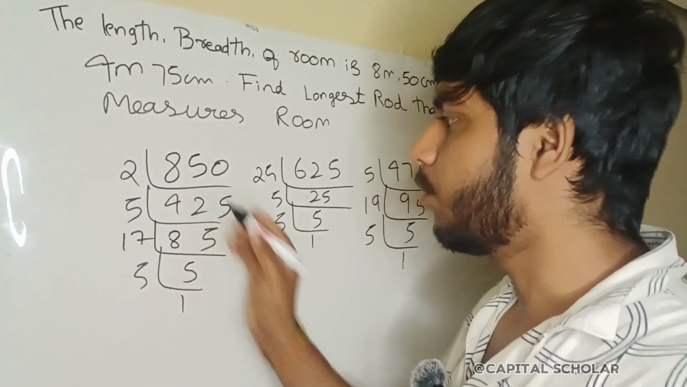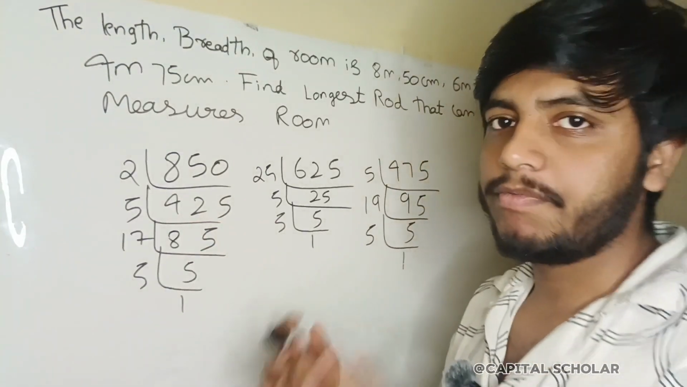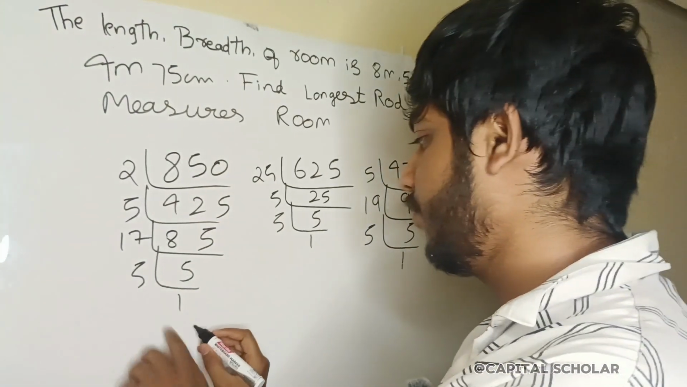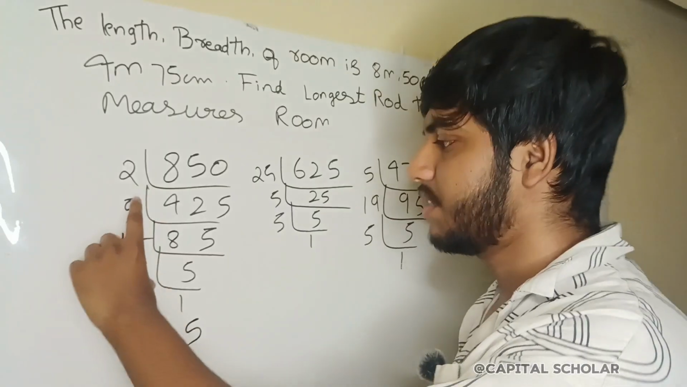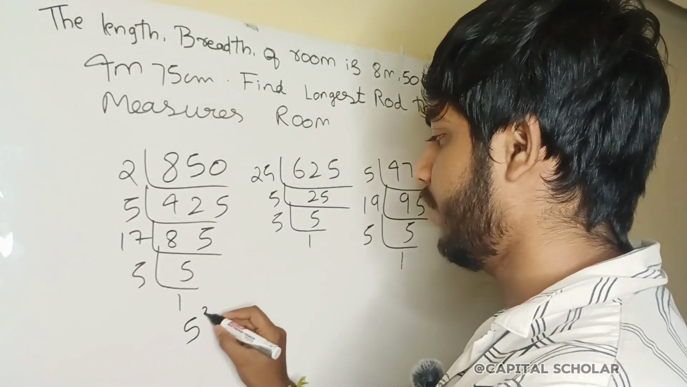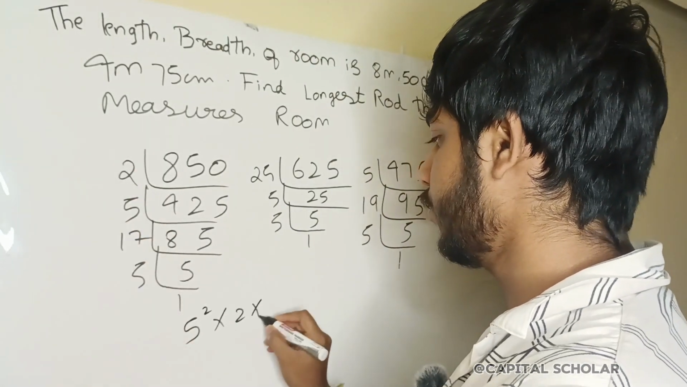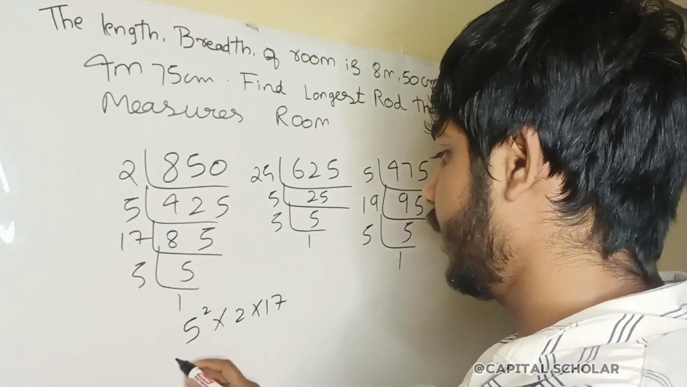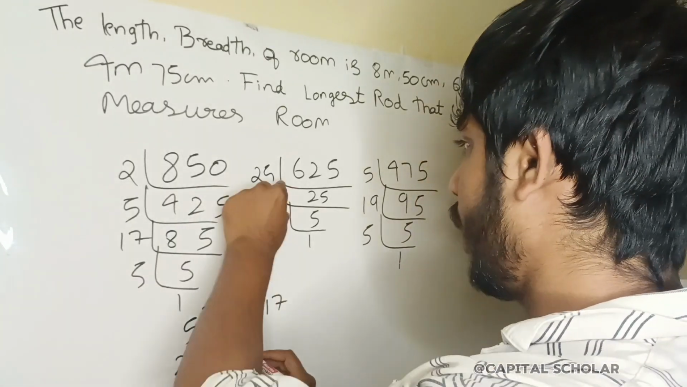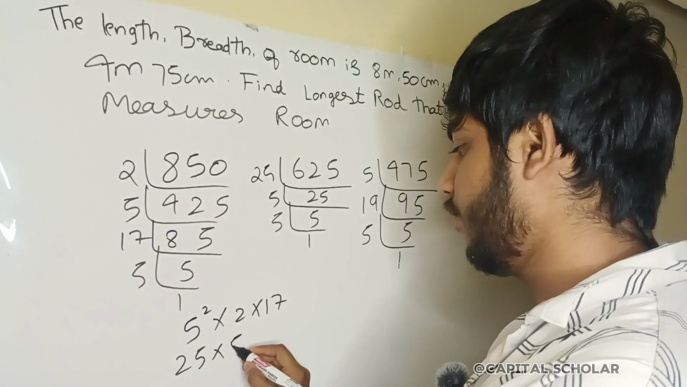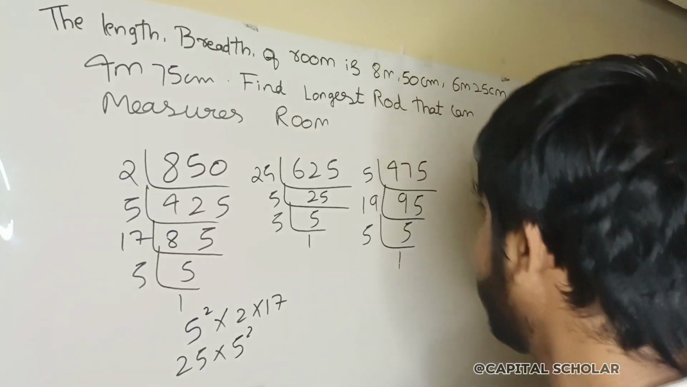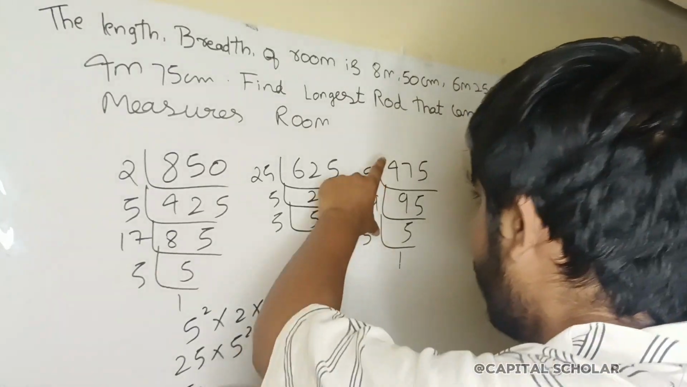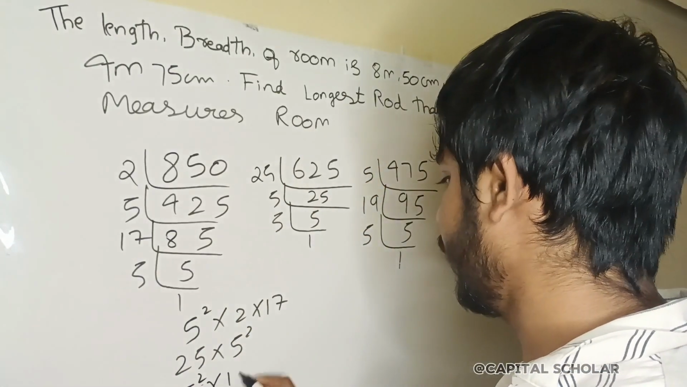First, what we have to do is prime factorize each number. How many times is 5 here? 2 times, 5 squared. 850 is 5 squared into 2 into 17. Here 25 into how many times? 5 is 2 times, 5 squared. 5 squared into 19.